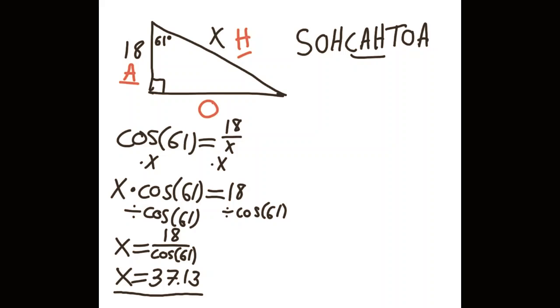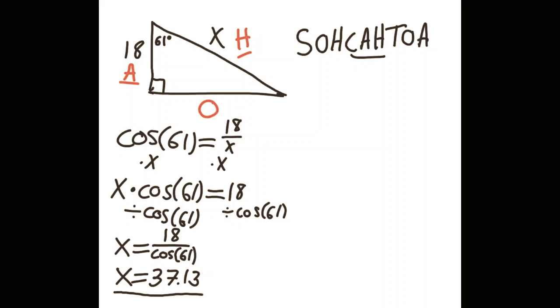Very similar to the last one we just did, where we need to get that X out of the denominator and by itself. So we multiply both sides by X to get X times the cosine of 61 equals 18. Then we divide both sides by the cosine of 61. We get X equals 18 divided by the cosine of 61, which is about 37.13. All right. That's how you do these.